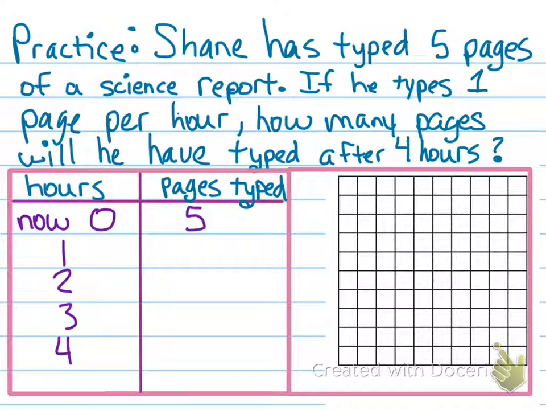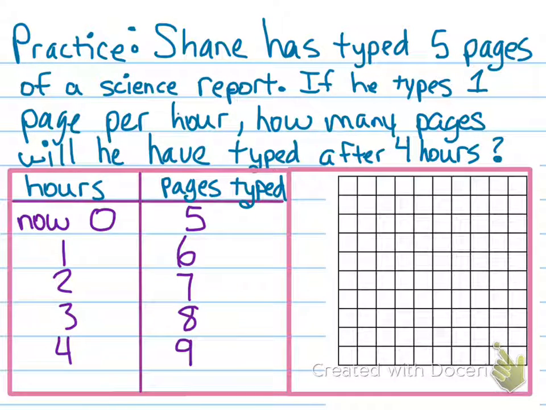All right, so after 1 hour, it says that he's typing 1 page per hour. So in 1 hour, he will have 1 more than he had at 0 hours. So he's going to have 6 pages. After 2 hours, he'll have 7 pages. After 3 hours, he'll have 8 pages. And after 4 hours, he'll have 9 pages.